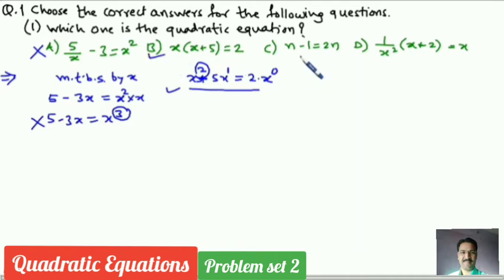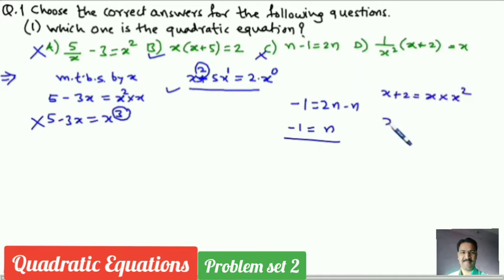What about the third one? That is n minus 1 is equal to 2n. Take that one here, minus 1 keep as it is, 2n minus n. Therefore minus 1 is equal to n. This is absolutely not a quadratic equation, so the third option is also wrong. Now the fourth one. We will take this x square to that side, that is x plus 2 is equal to x into x square. So x plus 2 is equal to x cube. Again cube is there, that is why it is not quadratic. Hence the second option is the correct option.